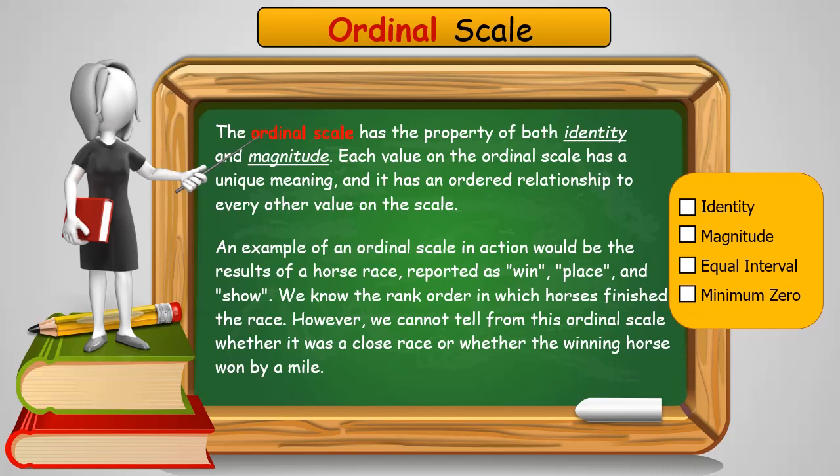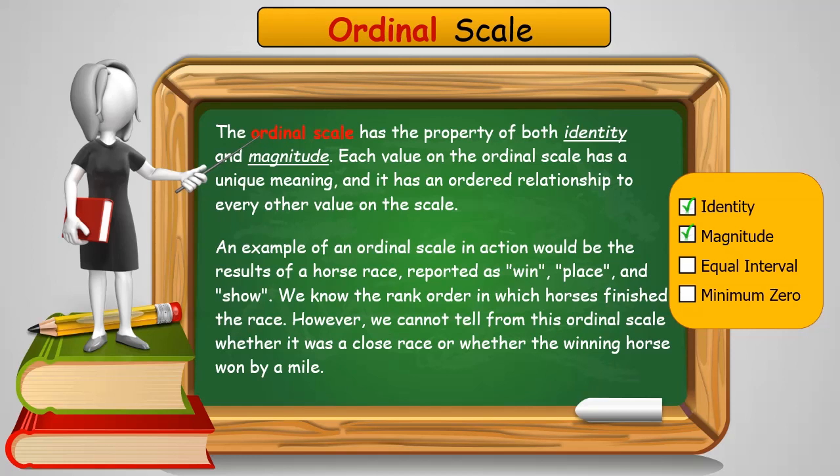The ordinal scale contains identity and magnitude, but not equal intervals and 0. Let's look at the example of a horse race: win, place, and show. Each value has a unique identity, so the identity is met. And for magnitude, there is an order to them. Win is the one that came in first, place is the one that came in second, show is the one that came in third. So there is a magnitude, a relationship.